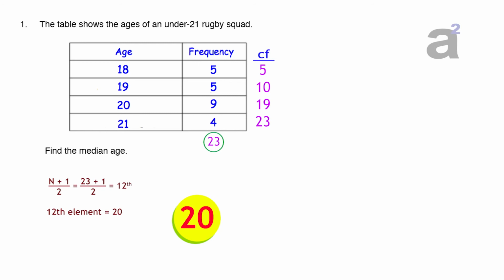So to find the median, if the sum of the frequency is an odd number, you add 1 and divide by 2, and that is the middle number. Here it is the 12th. First 5 numbers are 18. 6th to 10th numbers are 19. 11th till 19th numbers are 20. So the 12th number will be 20.